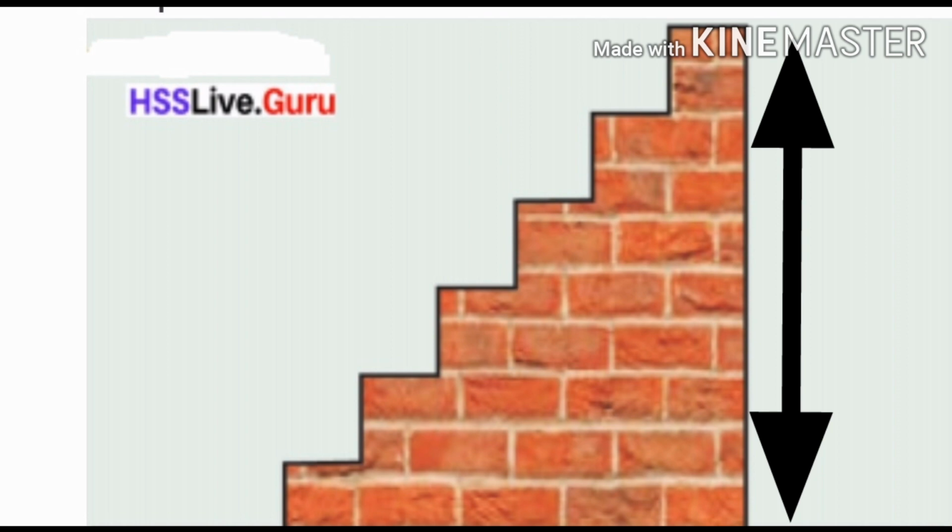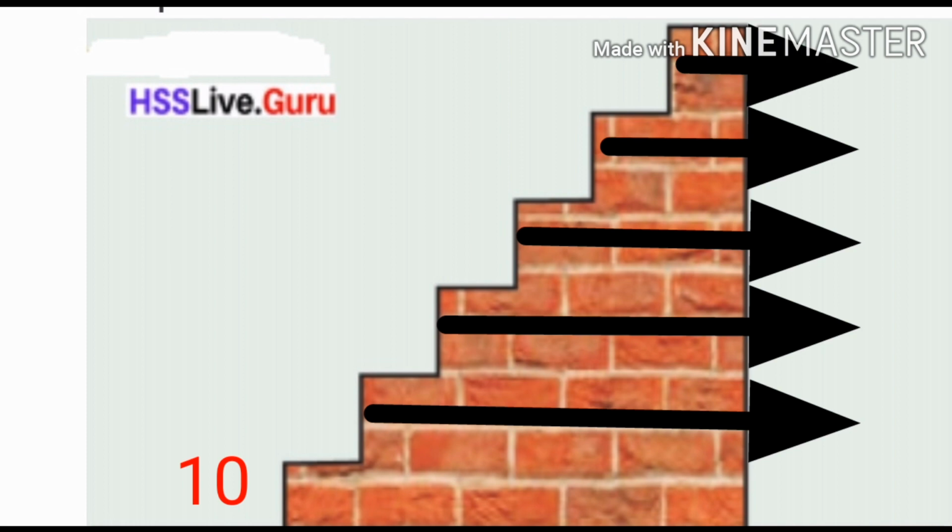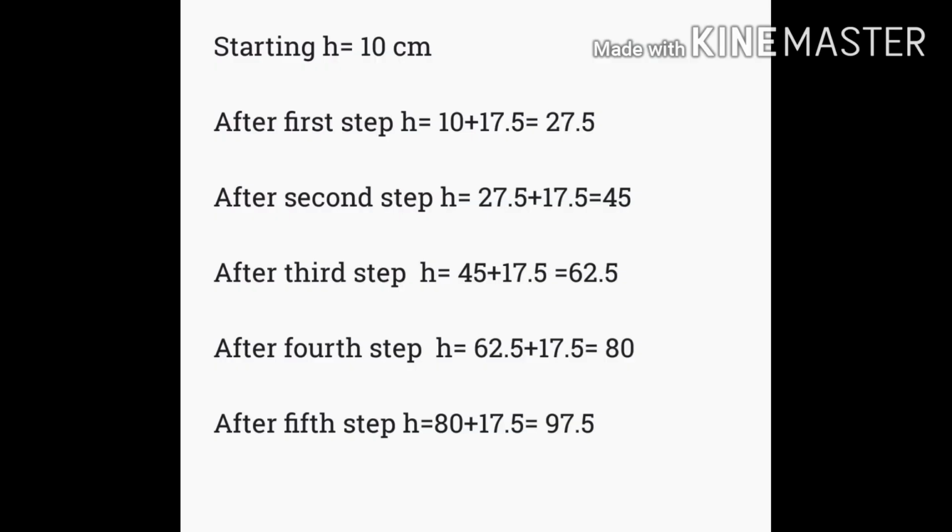So here clue is given. The starting height is 10 centimeter. After each step it is increasing by 17.5 centimeter. So here when you count the number of steps between starting step and top, you can see there are 5 steps. That means in order to find the total height, you have to add height of each step to the previous height. Let's see. So here starting height equal to 10 centimeter.